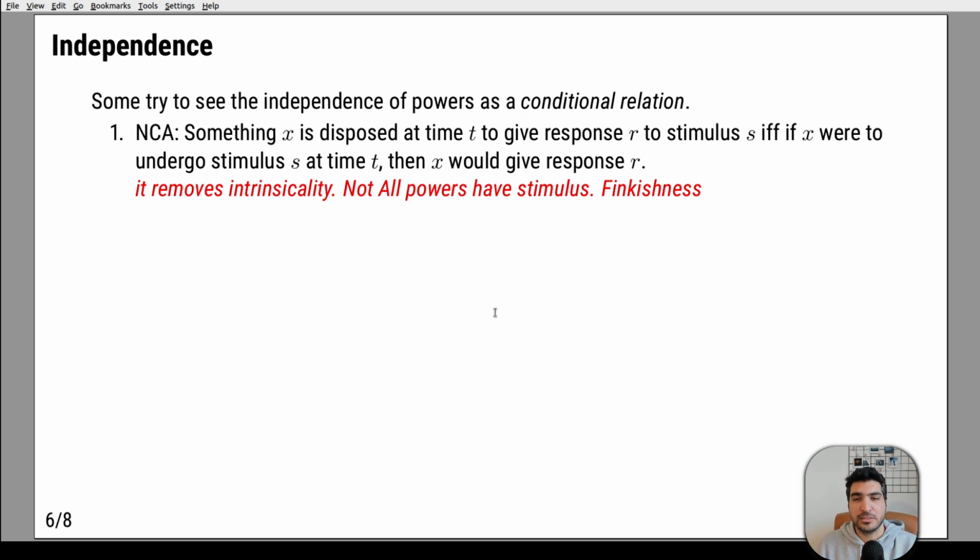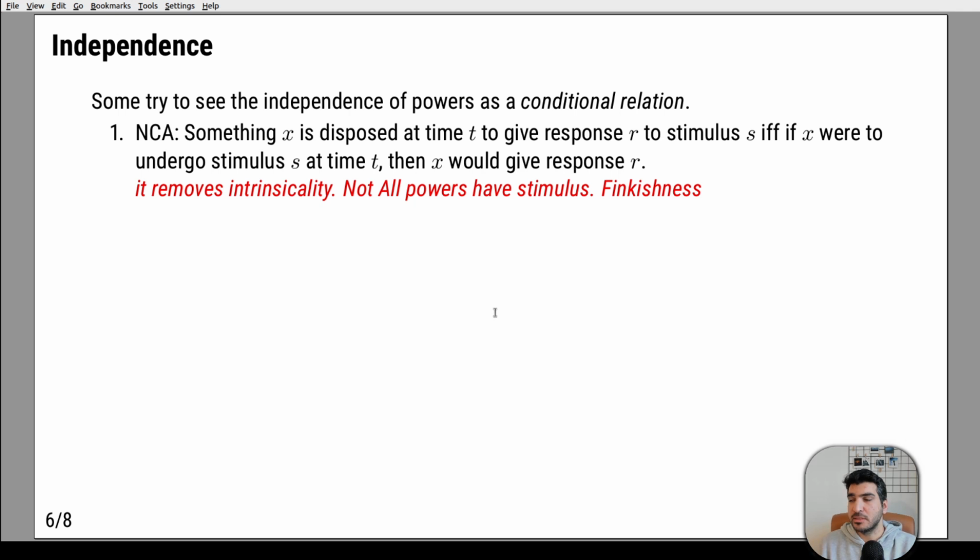The other problem with this explanation is that not all powers have a stimulus, because this definition assumes that everything is disposed only when there is a stimulus S that causes X to give response R. But that's not always the case, like the radium decay. What's the stimulus? It has the power to decay, but when it does, what's the stimulus? There's no S. So not all powers have a stimulus.